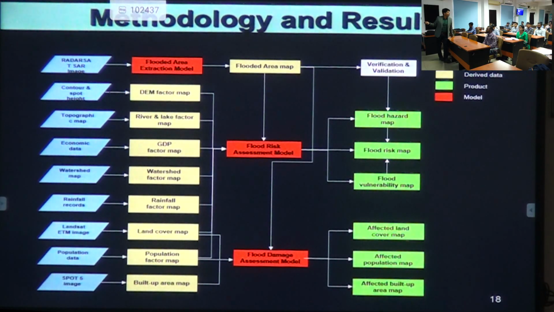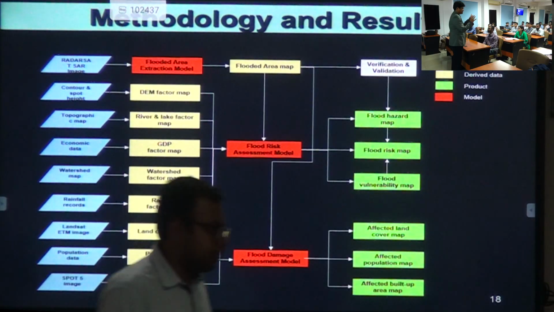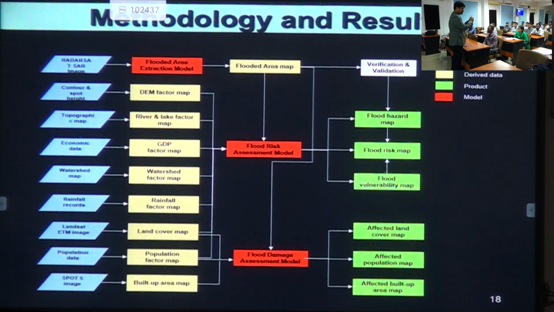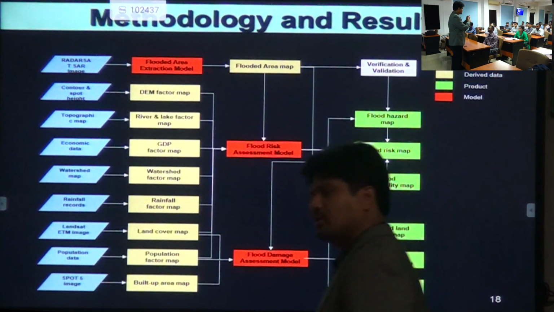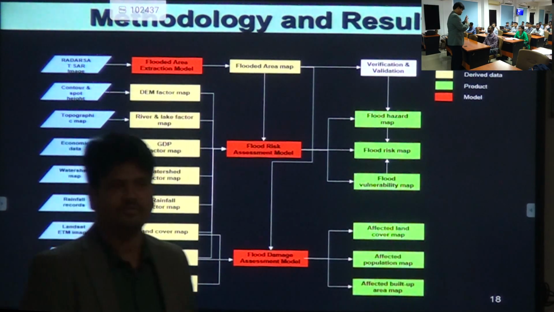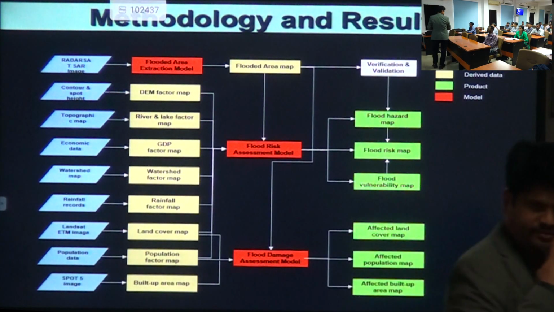From contour and spot height, you can derive the digital elevation. From topographic map, you can also derive river and lake factor and all those things. Economic data, you can actually derive the GDP. Watershed factor map. Rainfall factor map. Landslides, land cover map. Then population data, population factor matrix. What we made actually the built-up area, because it's a very high resolution, so we wanted actually to classify the built-up areas. Any question that you have?